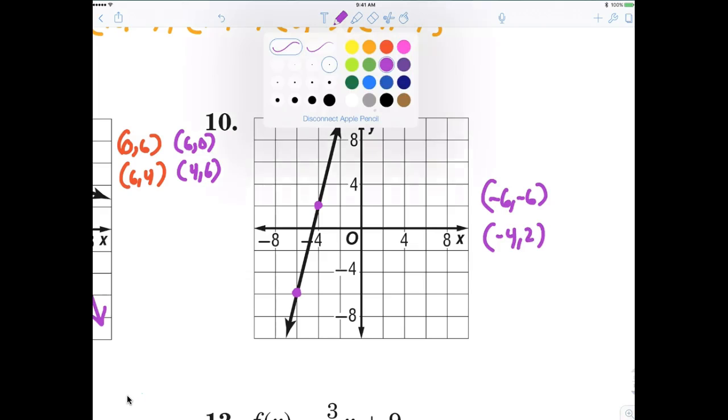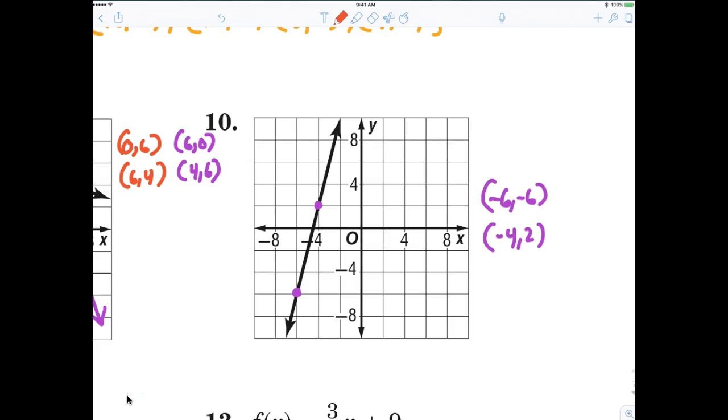So we're going to graph the inverse. Switching. Notice negative 6 is not a big deal because that stays the same. 2, negative 4. Now we're going to graph those points. Negative 6, and then 2, negative 4. And then let's graph those.